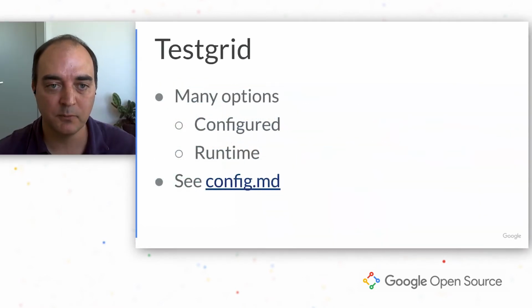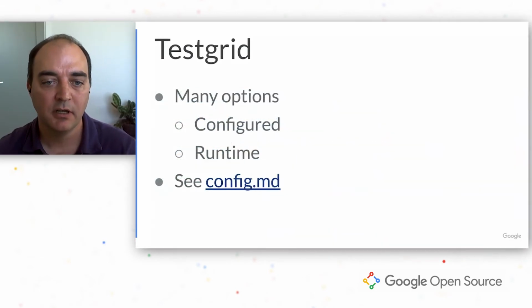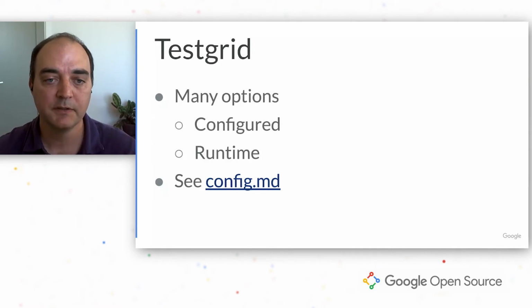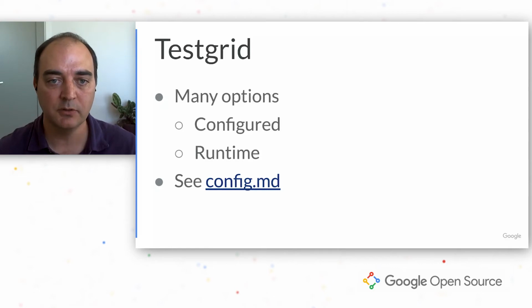There's a lot of different ways to configure Testgrid. You can look at our documentation that gives you all the different knobs you can tweak to make sure that your grid looks exactly the way you want. A lot of the stuff you can configure, you can declare in your configuration, but there's also a lot of flexibility at runtime.